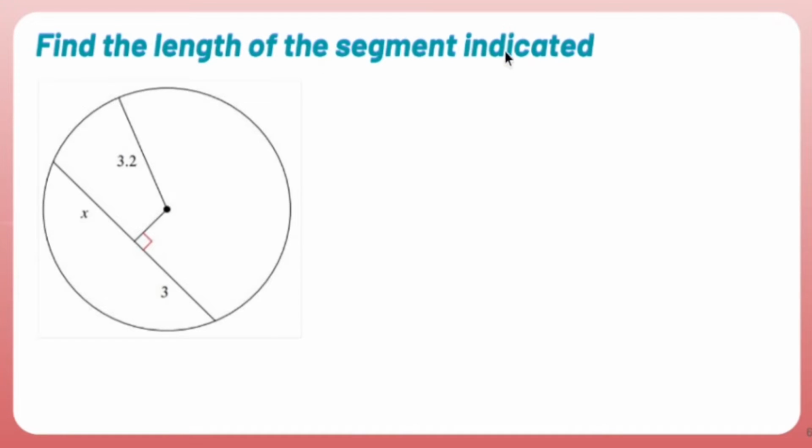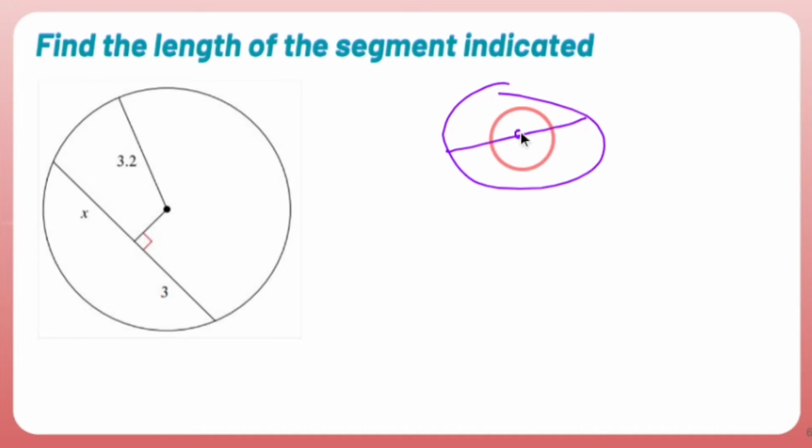Find the length of this segment indicated. All right, when you're looking at a circle, you have a diameter. A diameter is a line that goes completely through a circle. You have a radius, which is a line that connects the center of the circle to the edge of the circle. And you have a chord that just basically goes from one point to another point. Those are your three lines mainly that you're dealing with that live solely within the circle.